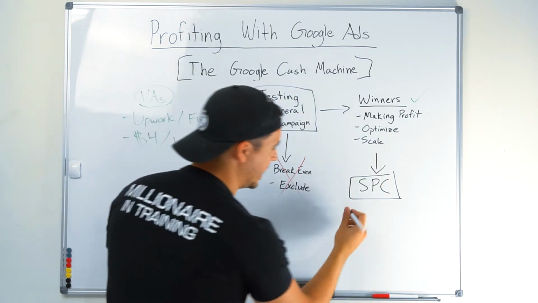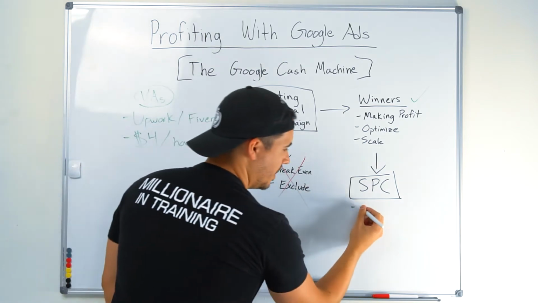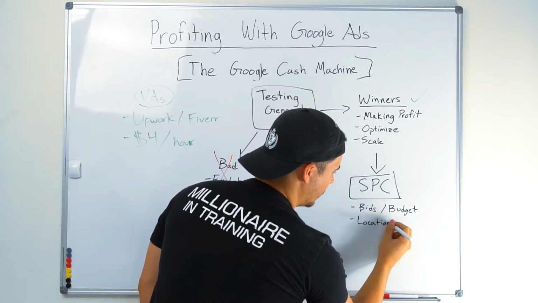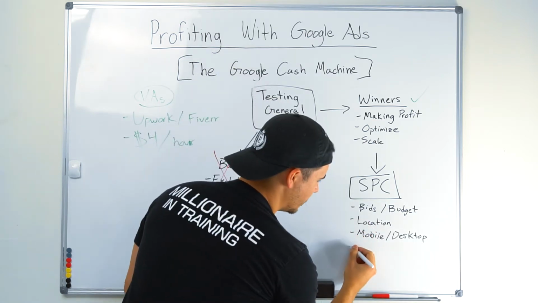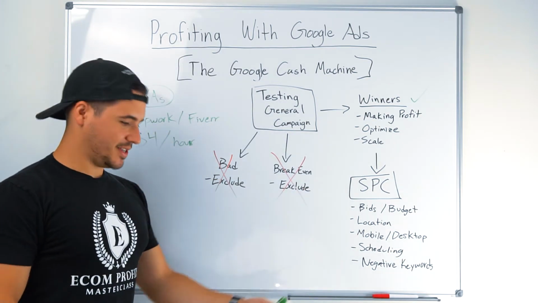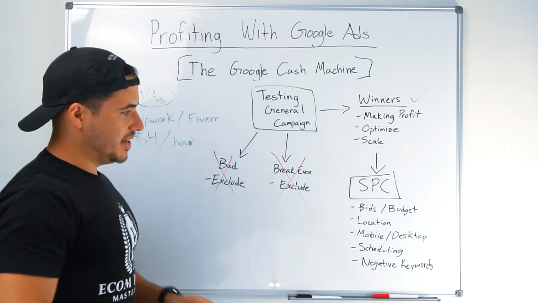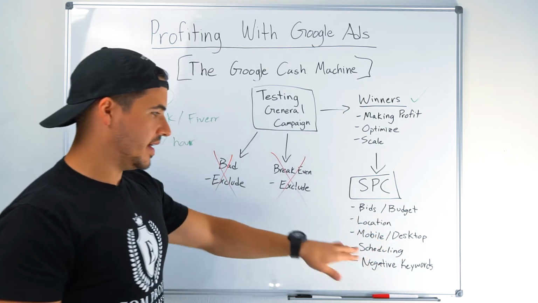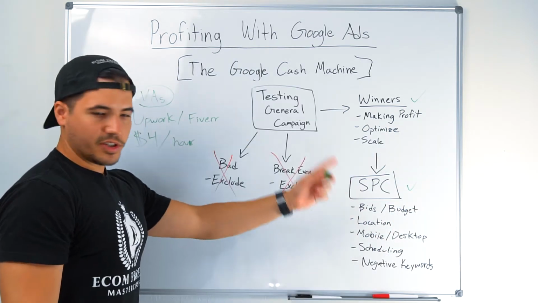And how do we optimize and scale? This gets super nitty gritty, okay? So there's bids that we can play with, budgets as well. We can do location. We can do mobile versus desktop. We can do scheduling. The specific product campaign allows us to do all these things, okay? This and probably even more that I just can't even think of. But basically it lets us adjust the bids, the budget, the location, mobile, desktop, scheduling, negative keywords, all that good stuff. So we can really dial this in. Our goal here is to scale this to the moon.